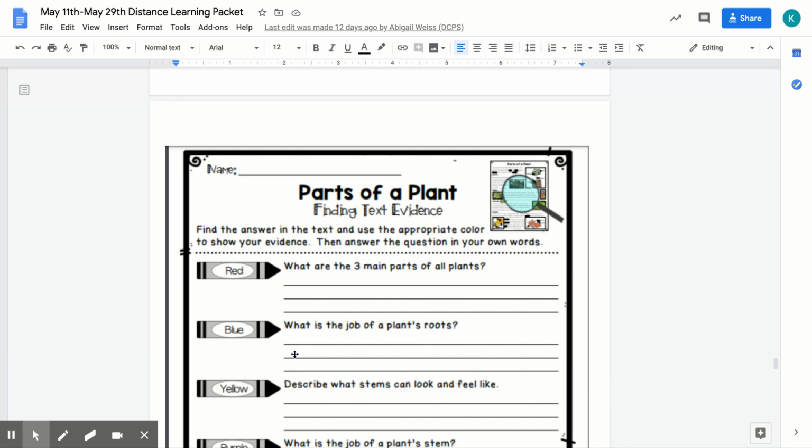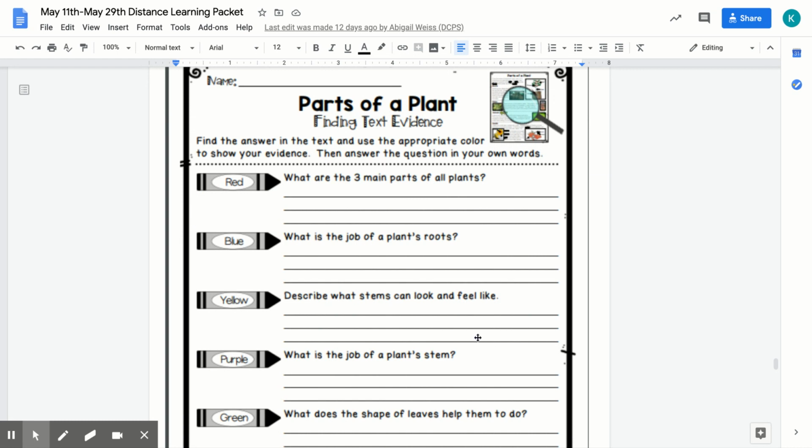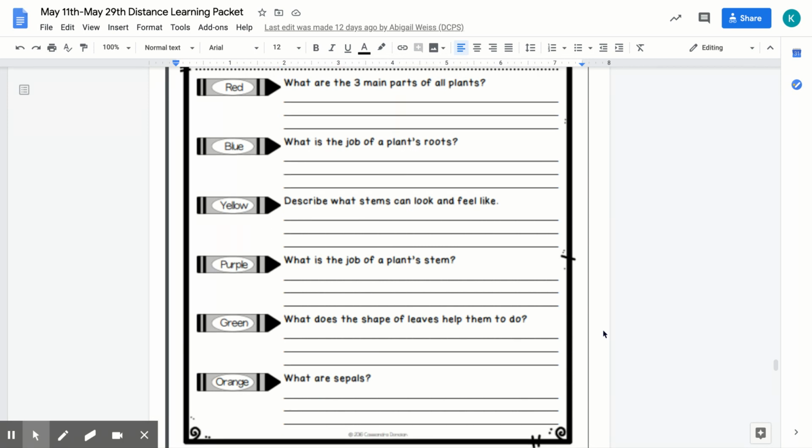In blue, you'll underline what is the job of a plant's roots. And then you'll write it right here. In yellow, you'll underline what stems can look and feel like. And then you'll write it down. In purple, you'll write what is the job of a plant's stem. And in green, you'll find what does the shape of leaves help them do. And then finally, in orange, you'll answer, what are sepals?